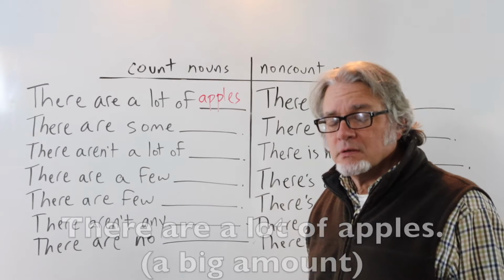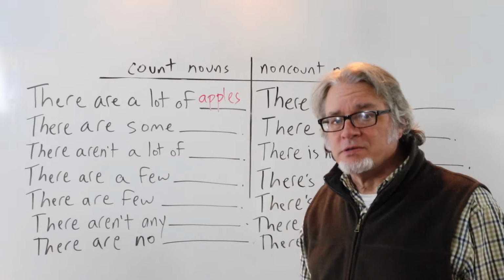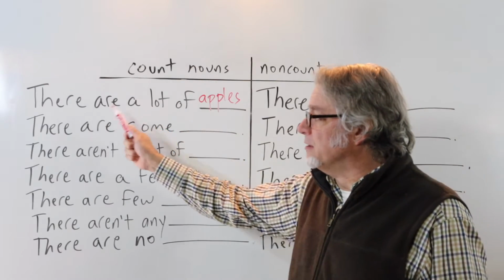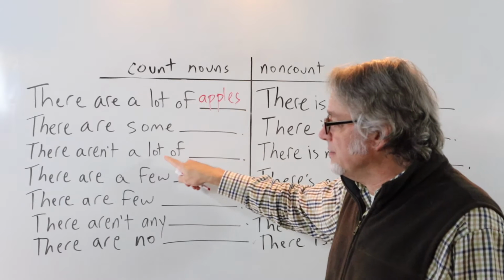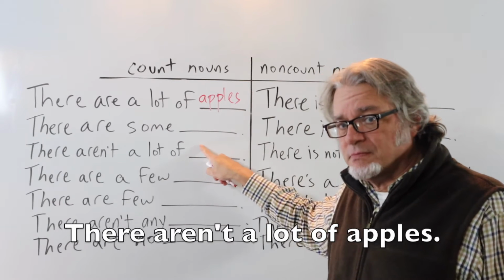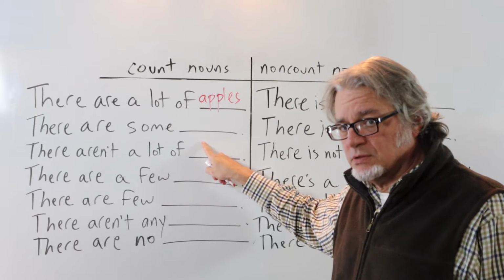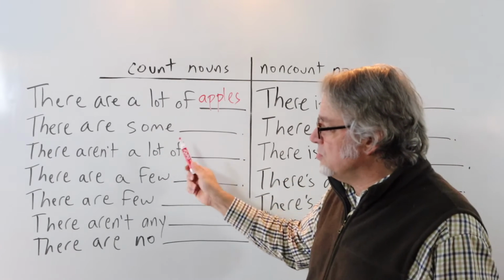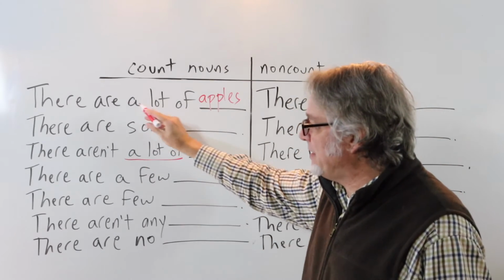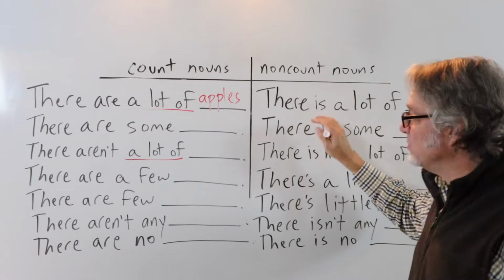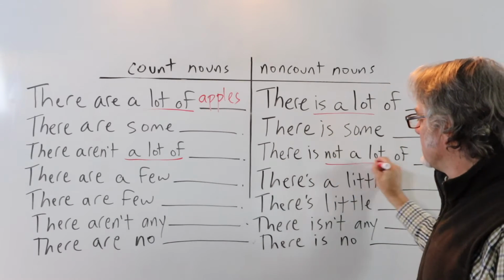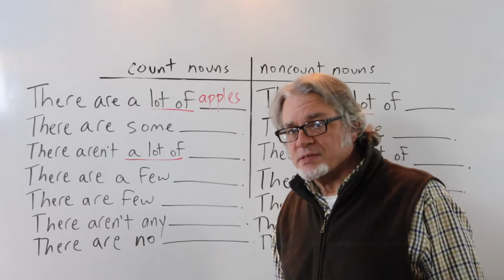Books, chairs, cars. There are some apples. There aren't a lot of apples. This is a smaller amount. Notice that you can always use a lot of with count nouns and with non-count nouns. That makes this a little easier.